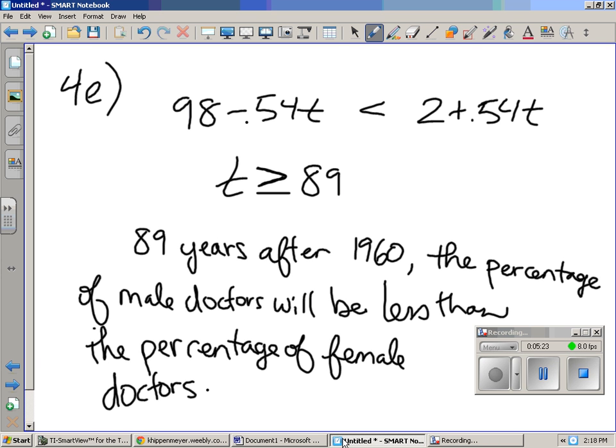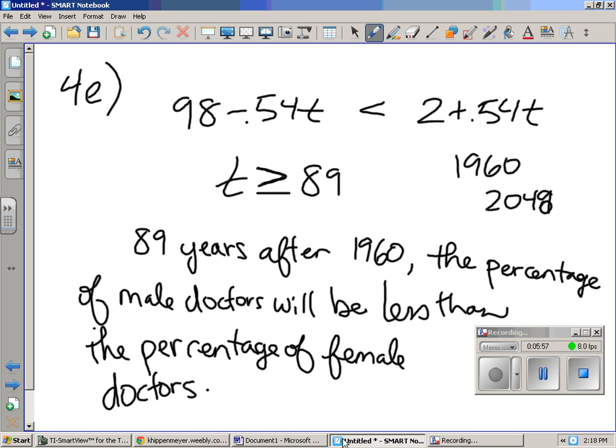We could have also written a sentence like from 1960 to, well, it'd really be 2048, is when it's still greater than the female percentage. So we could say from 1960 to the year 2048, the percentage of male doctors will remain greater than the percentage of female doctors. So we're talking about that region where it's above to sort of explain what our solution means.